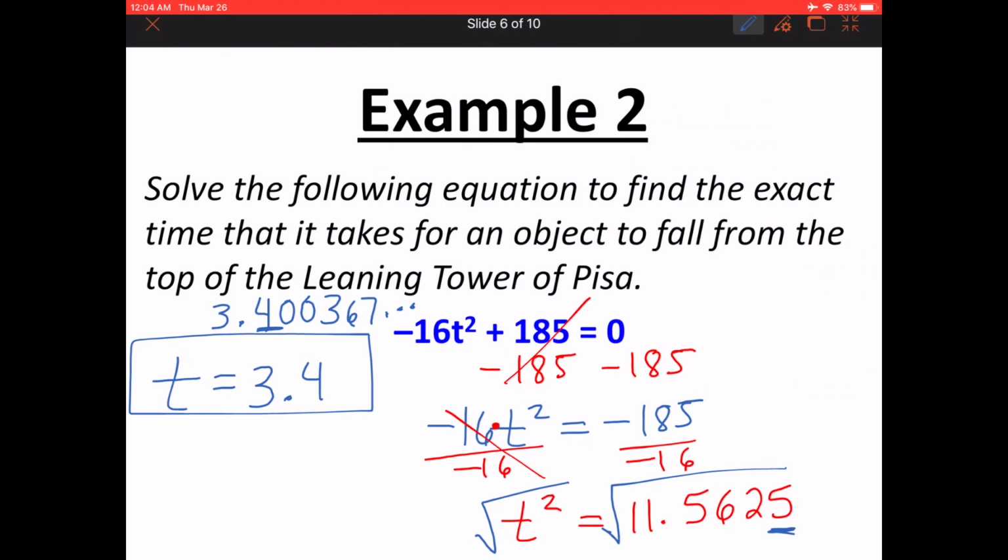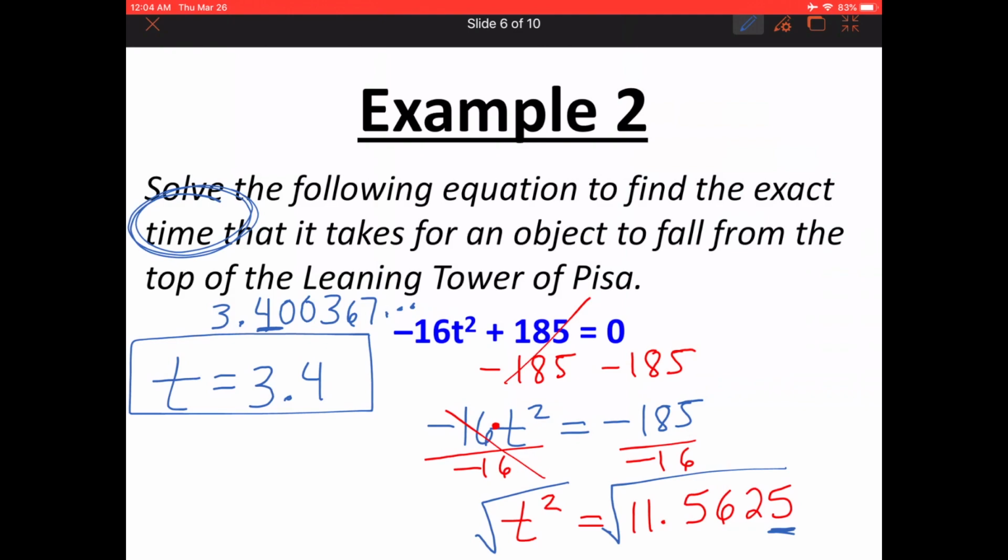So what is that telling me since this is a word problem? Find the exact time that it takes. So the time would be 3.4. They don't tell us the units, but it means that it takes 3.4 seconds, 3.4 minutes, depending what that unit would be.